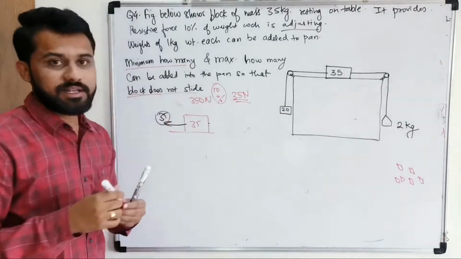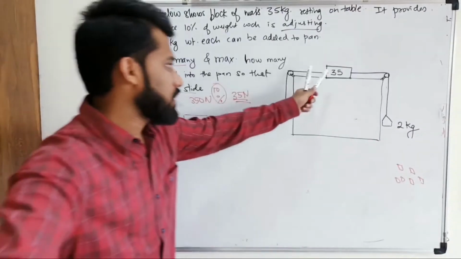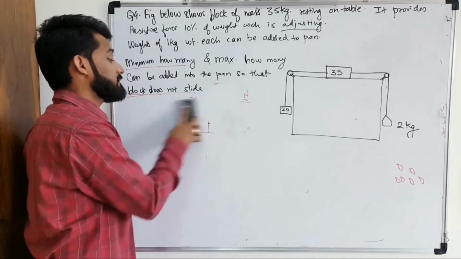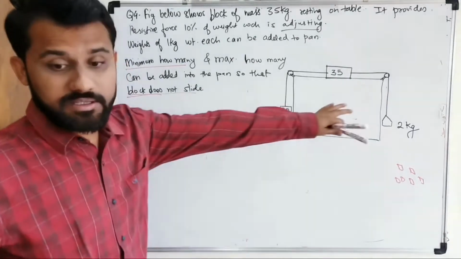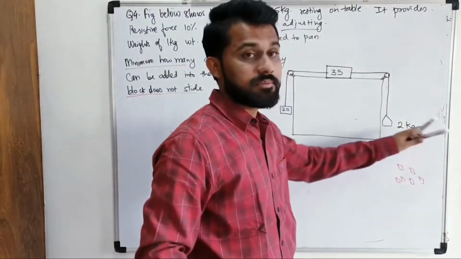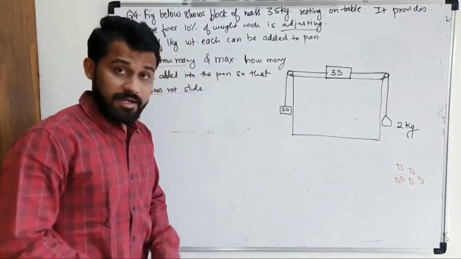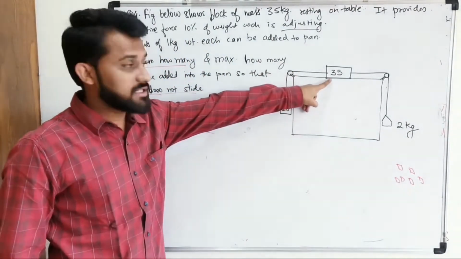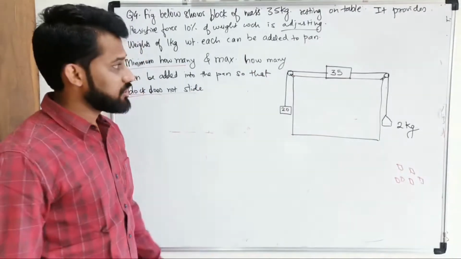block does not slide. Okay, so the block should not slide. For that, how many weights minimum and how many weights maximum can I put in this pan? Tell me, right now at this particular moment for this figure, is this 35 kg block moving or should it be at rest?